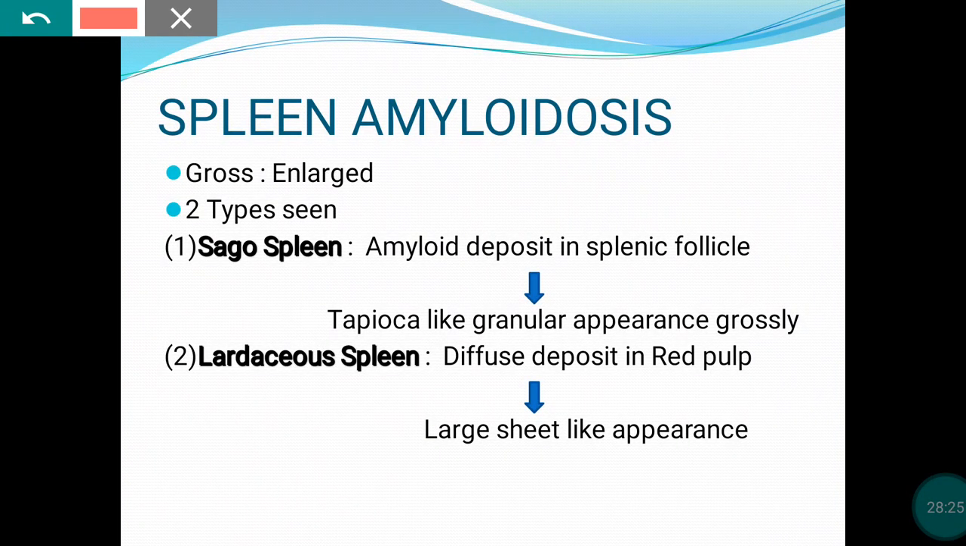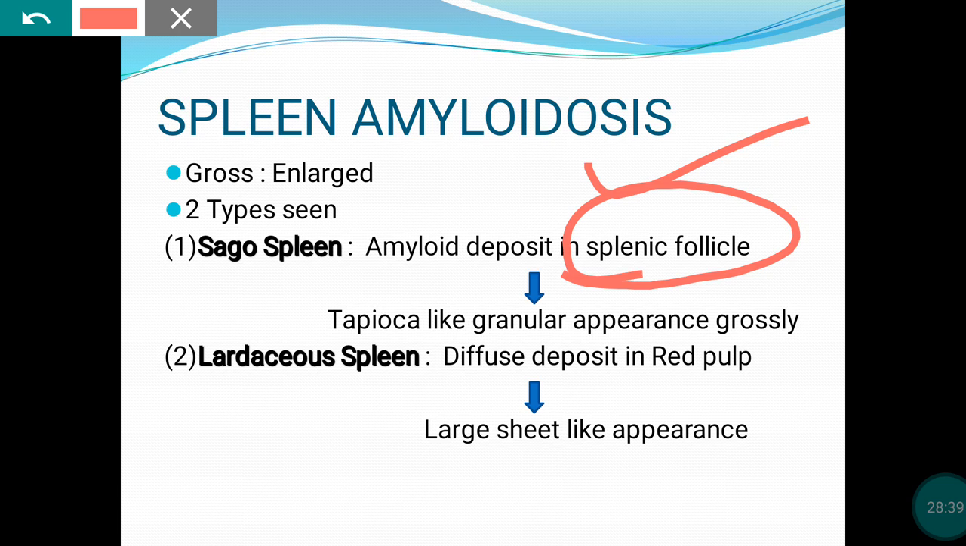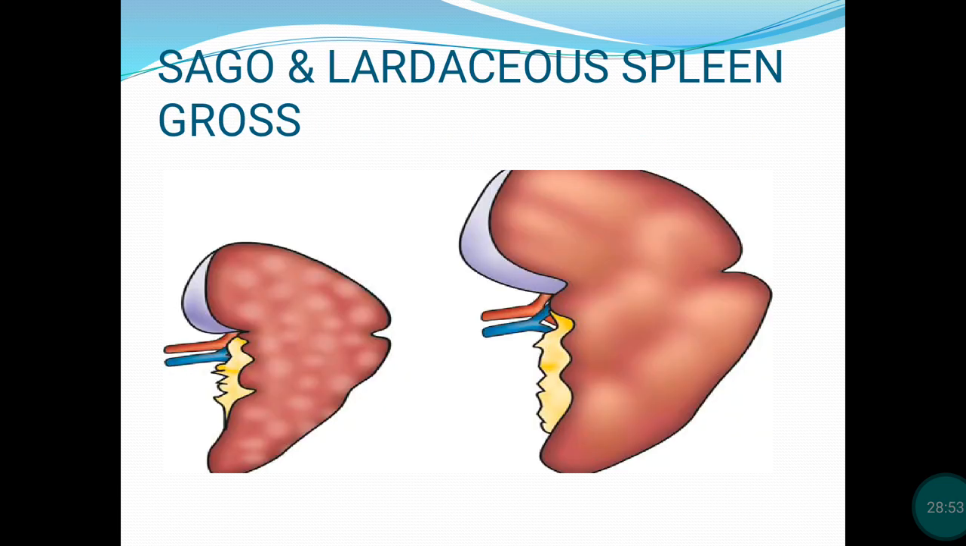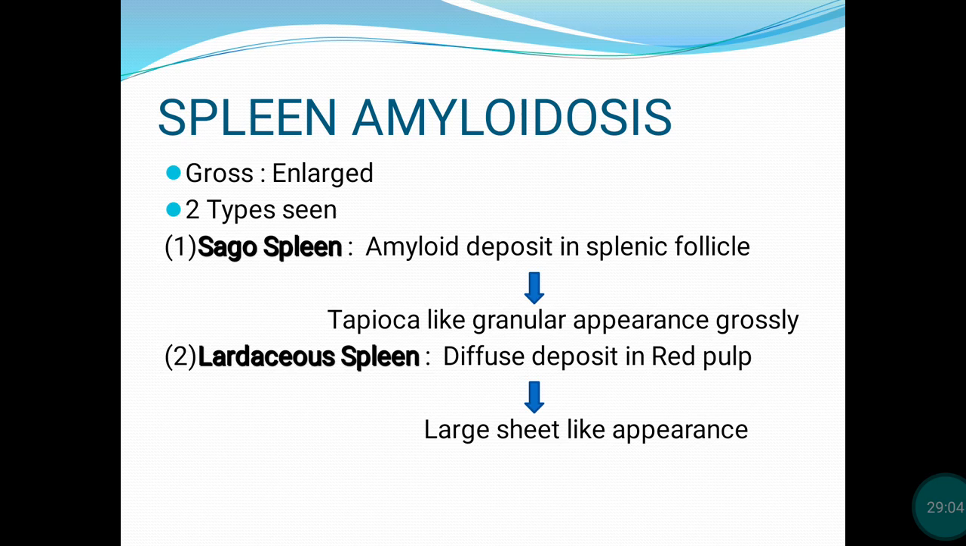The amyloid can get deposited in the spleen follicles. You might have remembered that spleen has two important structures: one is follicles and another one is red pulp. If the amyloid gets deposited in the spleen follicle, then it will give a granular, tapioca-like appearance. That is called sagospleen. You can see the tapioca-like granular appearance. That is called sagospleen.